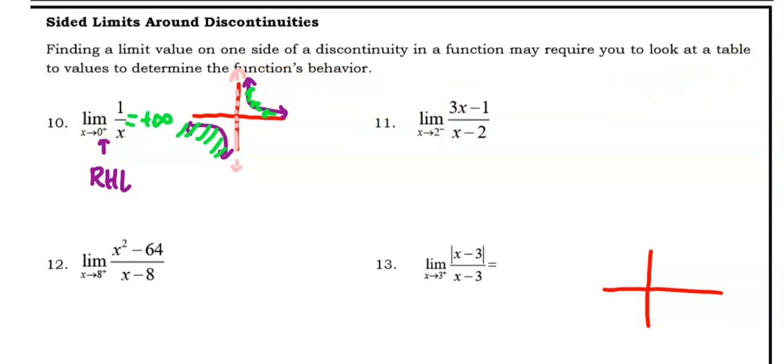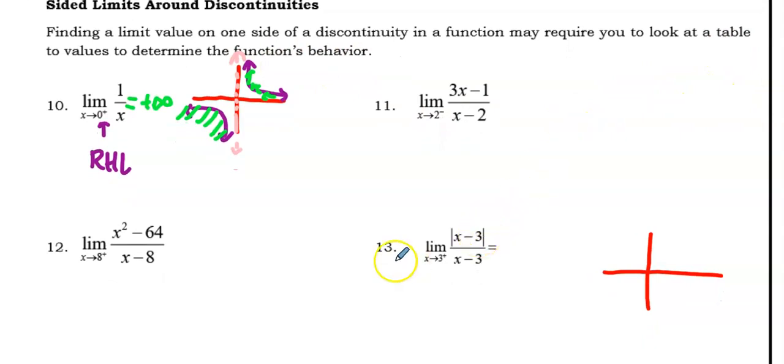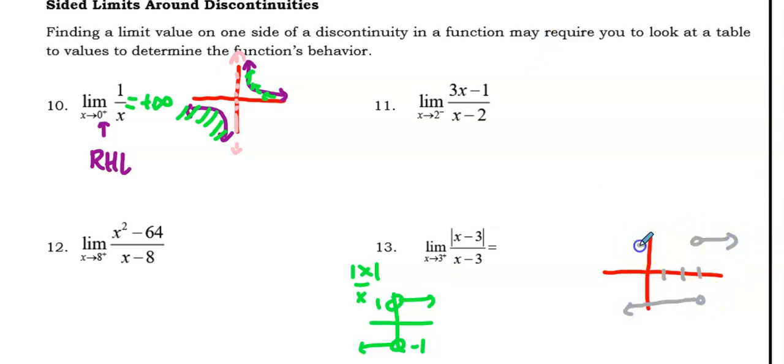So I'm going to jump down here to question number 13 and look at this one. This is the parent function of the absolute value of x over x, which looks very similar to this. You guys know this graph looks like this, where this is -1 and this is +1. Well, the -3 that's inside of the absolute value is actually just transforming it, moving it 3 units to the right. So 1, 2, 3. So we're 3 units to the right, and our graph is going to look like this, where this is still 1, and this part here is -1.